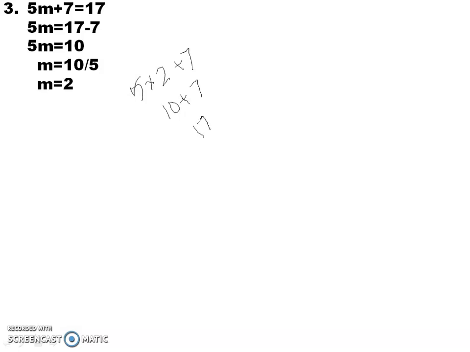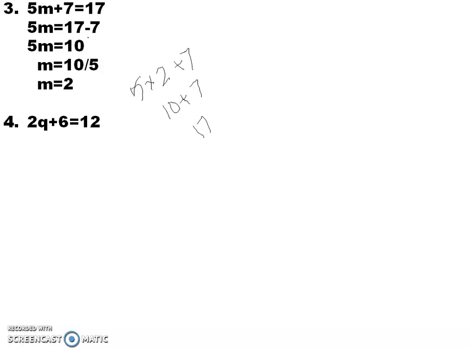So what is the meaning of the solution? When instead of m I put 2, I get 17. That is what we call a solution of the equation. The value of the variable which makes the equation true is known as its solution. Let's go to the fourth question.